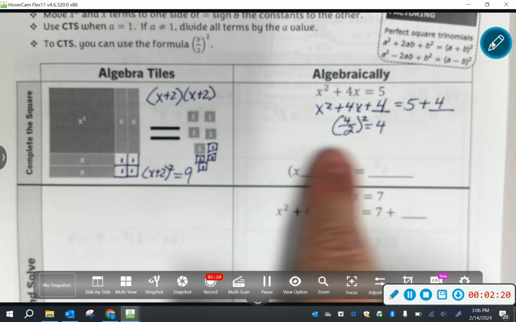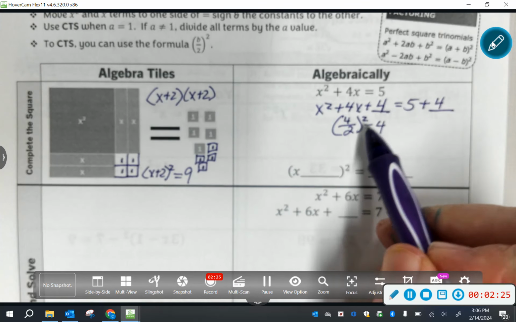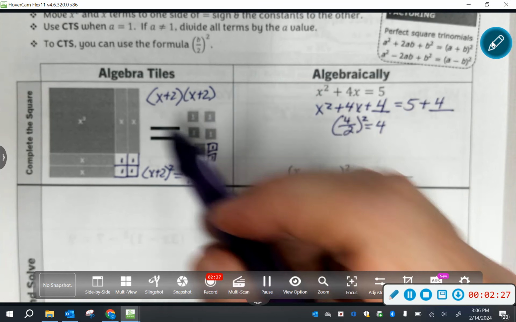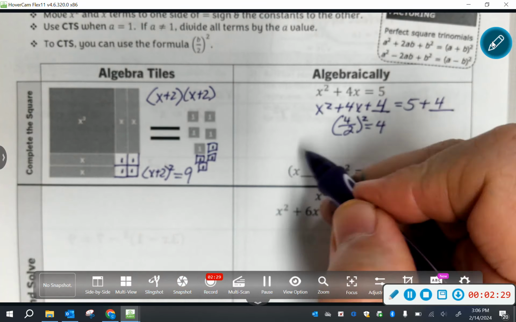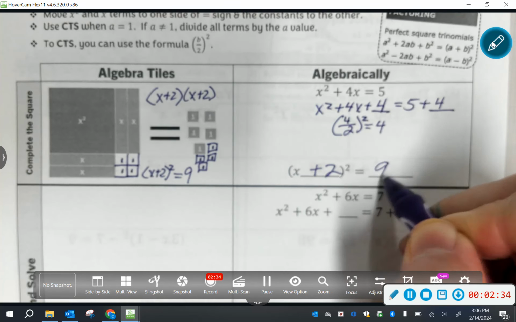If I add 4 to this side, I have to add 4 to this side. So now we're going to end up with x plus 2, quantity squared, and 5 plus 4 gives us 9.